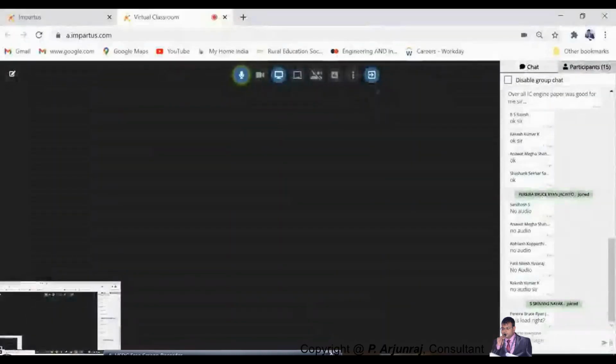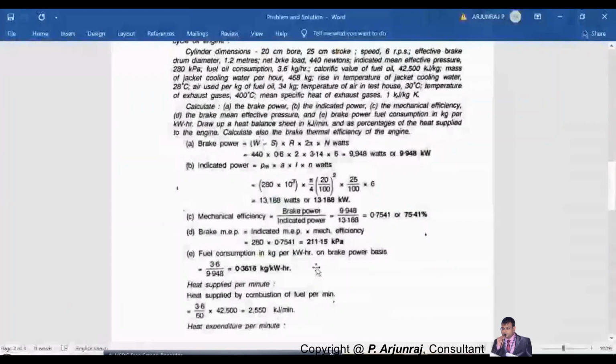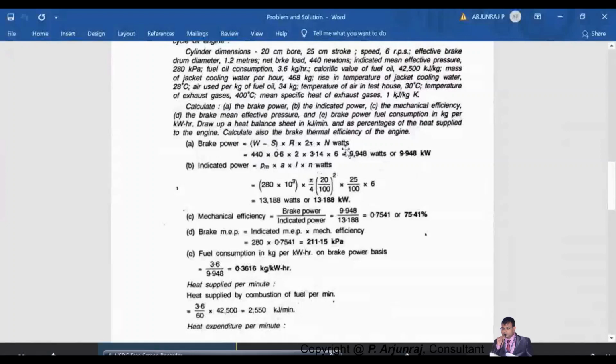W is load, right? One second. You're asking about this W. Okay. So here I will tell you in another way, as it is confusing to you. Brake power, the general formula is 2 pi N T by 60,000. That is the general formula you have.